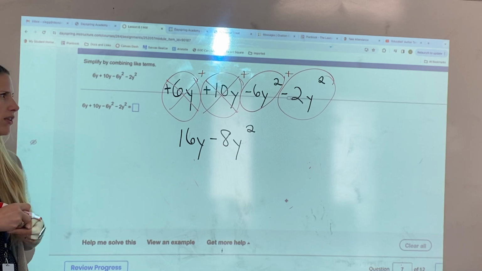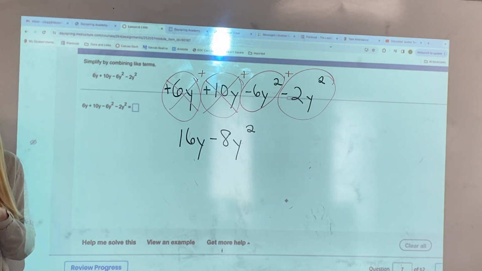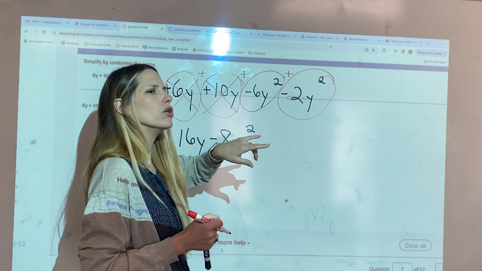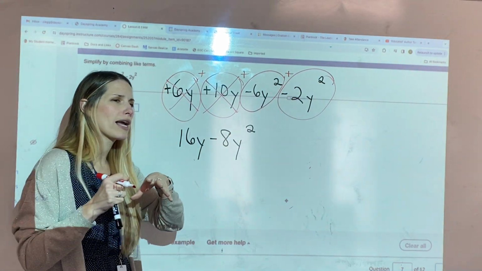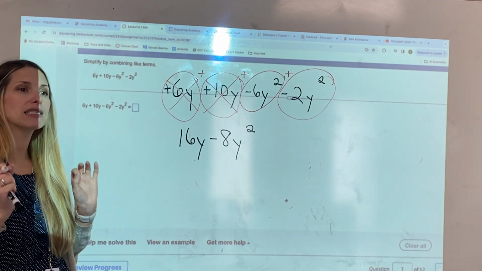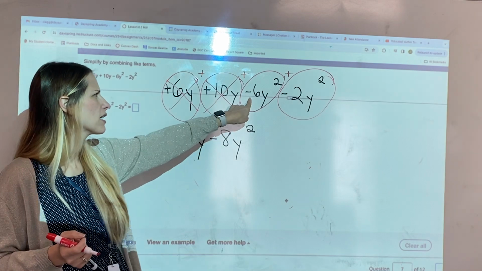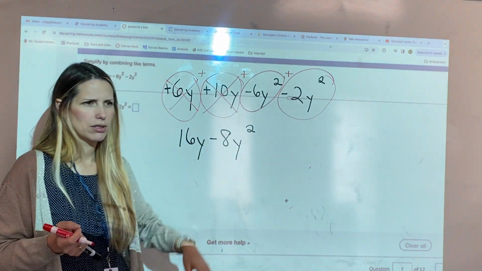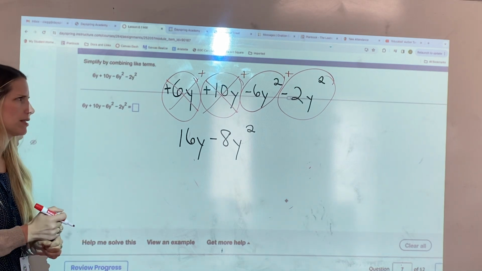Am I done? It's not split. Y squared. You can combine those. No, when we're adding or subtracting like terms, the variable and exponents stay exactly the same. It's kind of like -6 apples and -2 apples. You think of them as just labels.